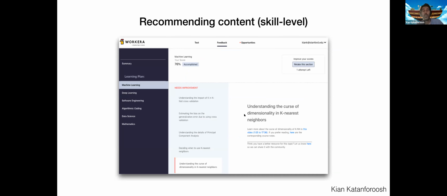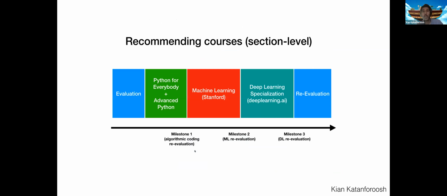Moving forward a little higher level with course recommendations, where here we can recommend a learning calendar depending on someone's skill set. So for example, a typical transition is learning Python, learning machine learning, learning deep learning, and recommending specific courses in that case with evaluations and re-evaluations regularly to validate learning outcomes.